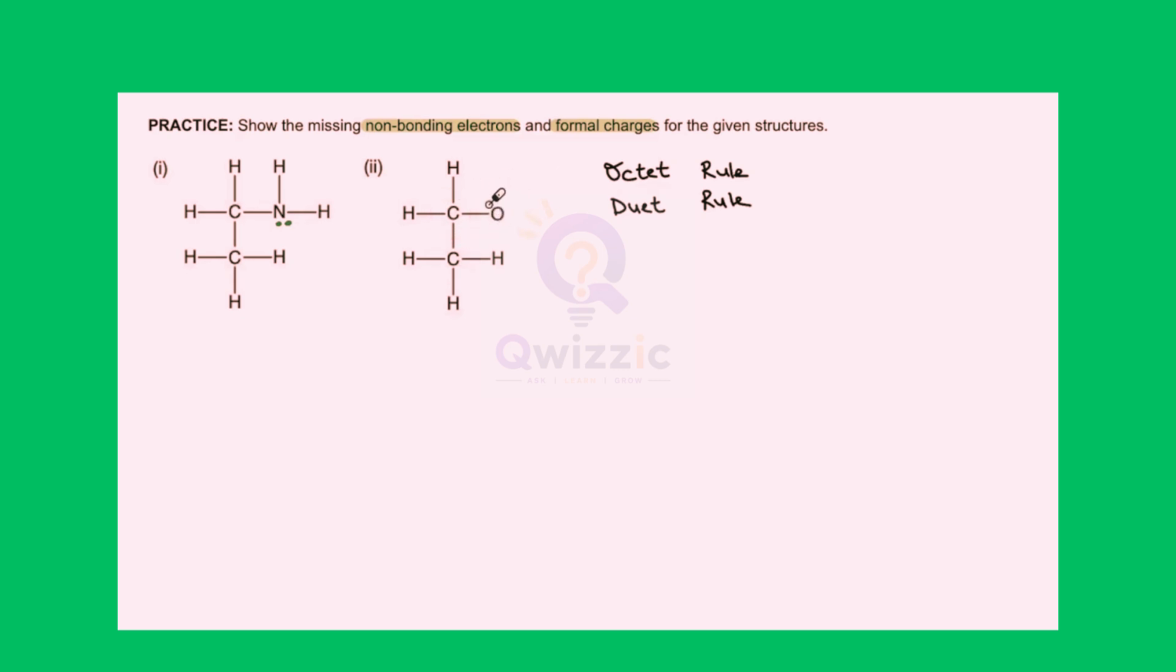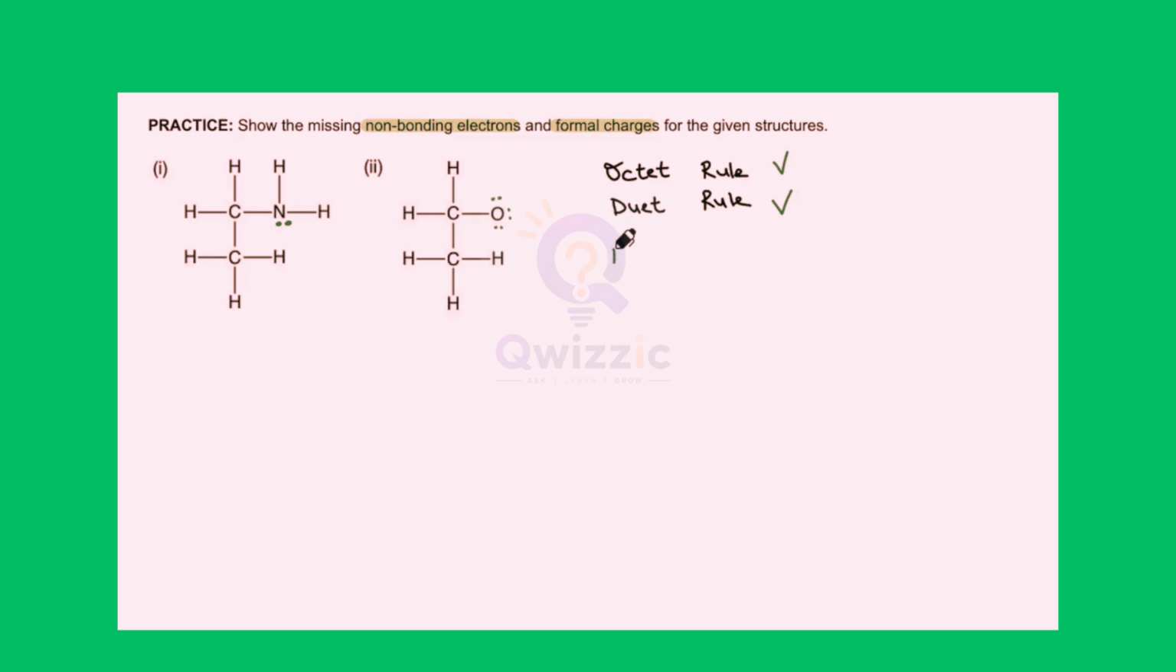So the only atom we want to consider is oxygen, and it only has 1 carbon-oxygen bond, meaning we are missing a total of 6 electrons to satisfy the octet rule. Now that we have satisfied the octet rule and the duet rule, we want to make sure that we assign the formal charges.